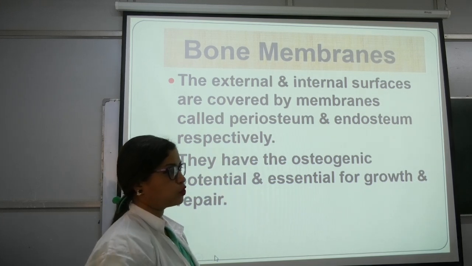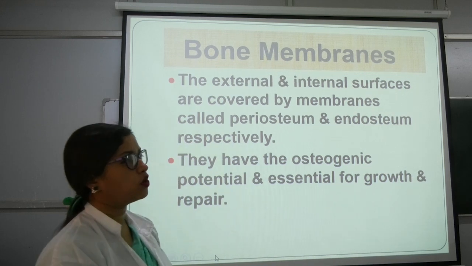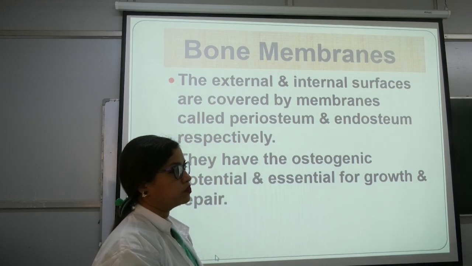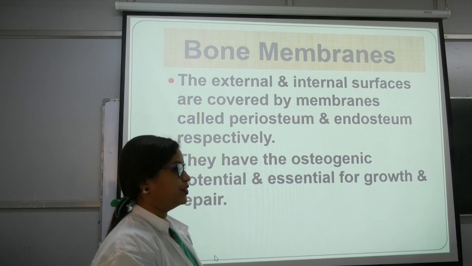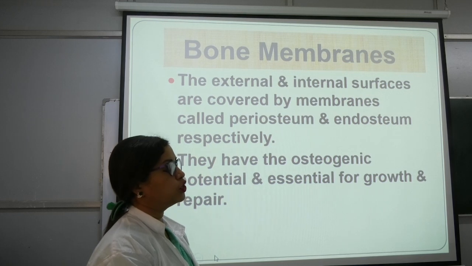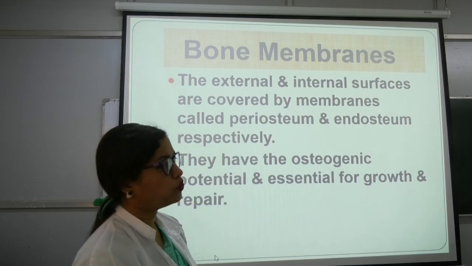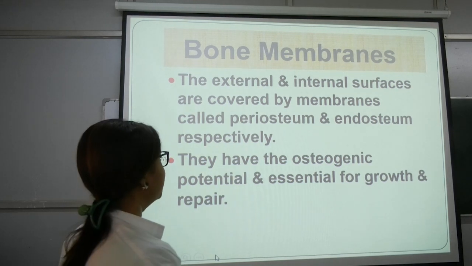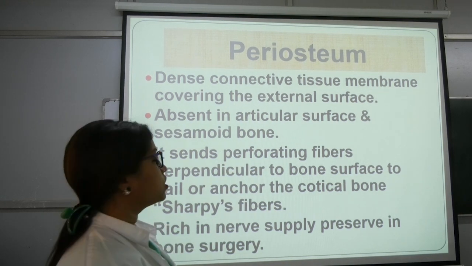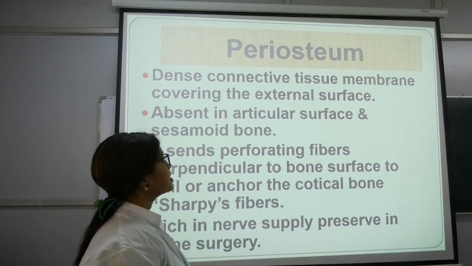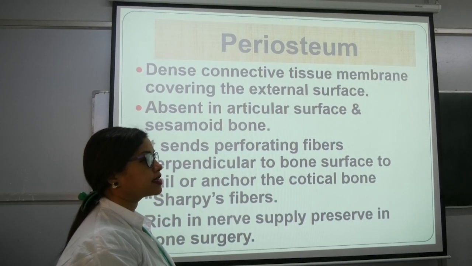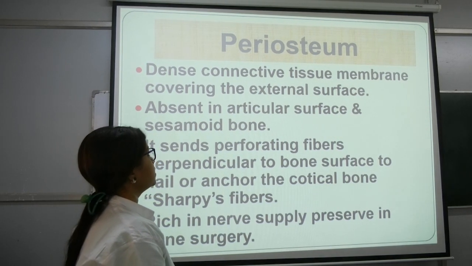Growth of bone means height, that is, the epiphyseal cartilage elongates. So what is the age? 23. Okay, 23. And in case of female, it is approximately 21. Okay, 20 to 21. Okay. So see, this is all about the periosteum. What are the things you will get? Number 1, it is a dense connective tissue membrane which is covering the external surface.